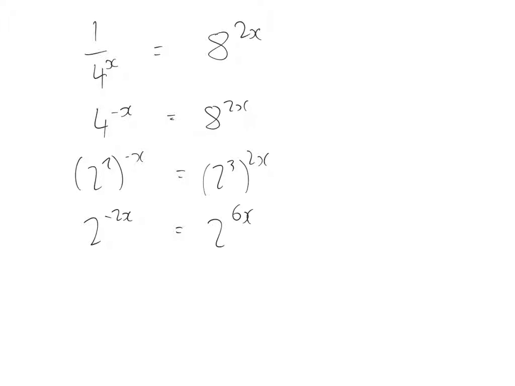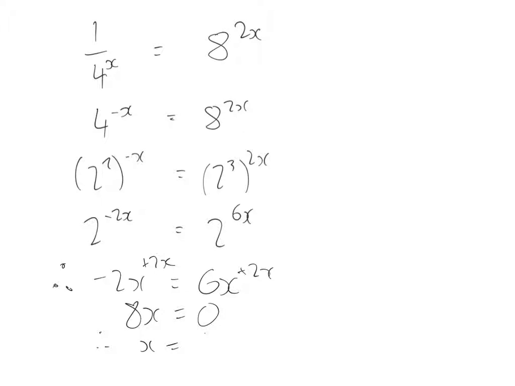So now that I have my bases agreeing, they're both powers of 2, I can now go, well, therefore, negative 2x is equal to 6x. And no matter how you slice it, we're going to get x equal to 0 as being the only way of solving that. So, for example, I can add 2x to both sides. That's okay. You can just say, therefore, x equals 0. You don't have to do this, but 8x equals 0, therefore, x equals 0. And, of course, that works.